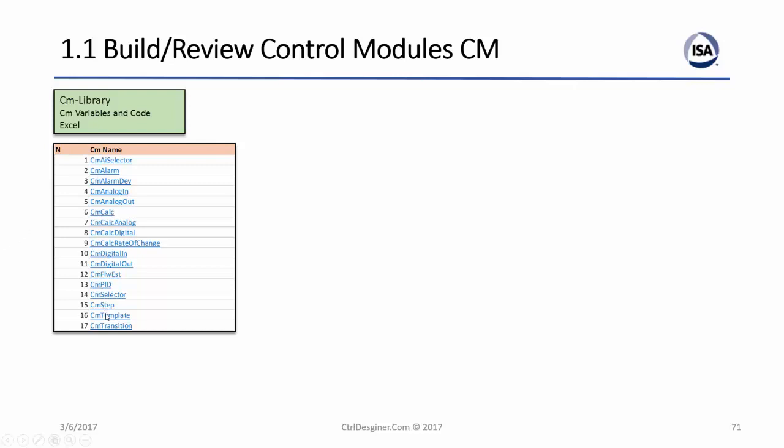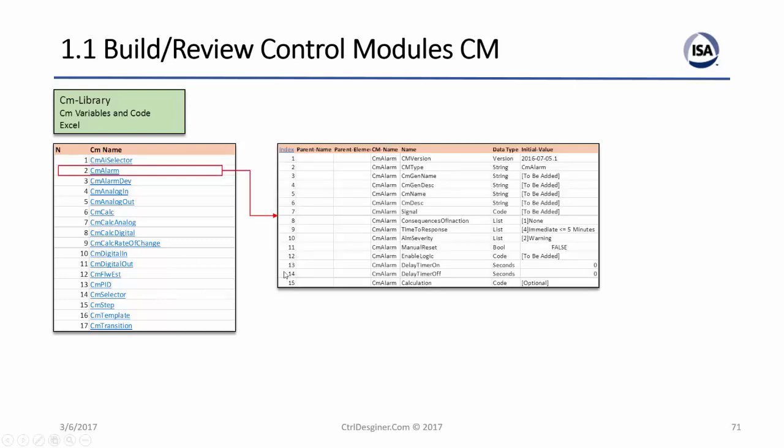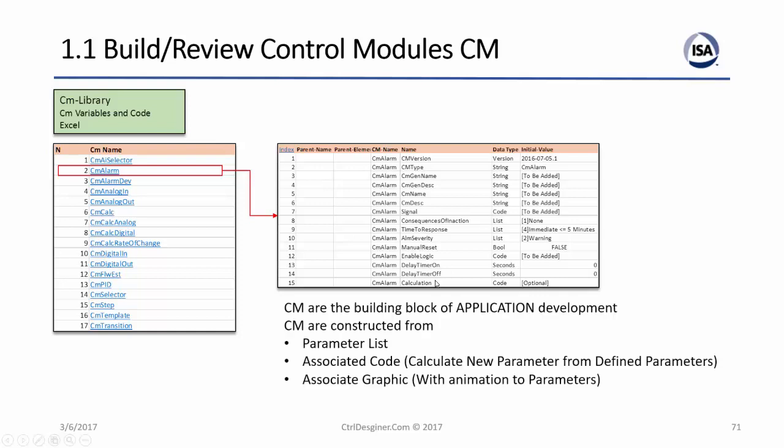This is a very simplistic list, but it's actually sufficient to do the majority of the work, up to 90% of the work that we want to generate automatically. Therefore, this is the list. And if I look at one of them, for example these alarms, what we have here is a parameter name, a data type, and the initial value. What is the initial value if you don't do anything with it?